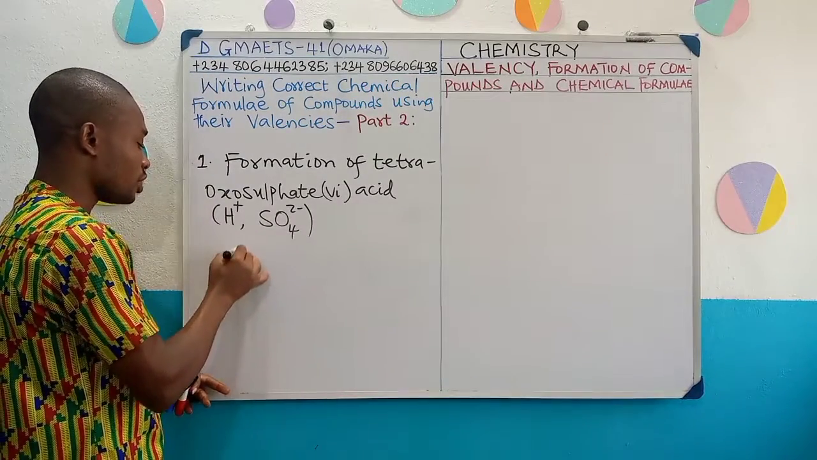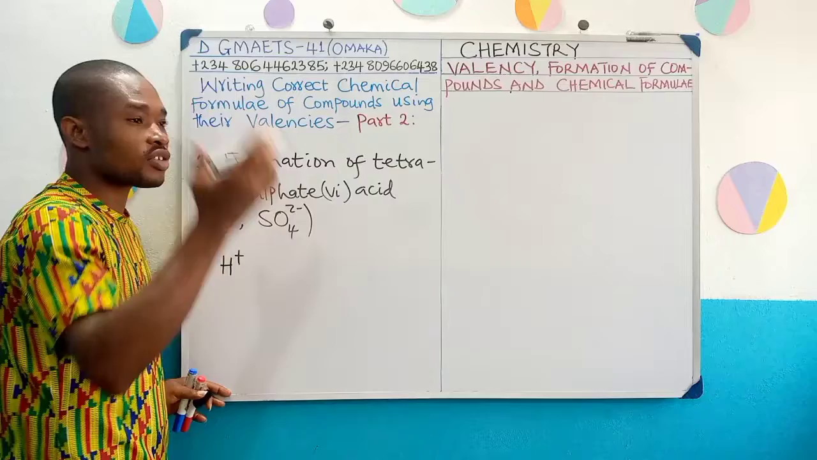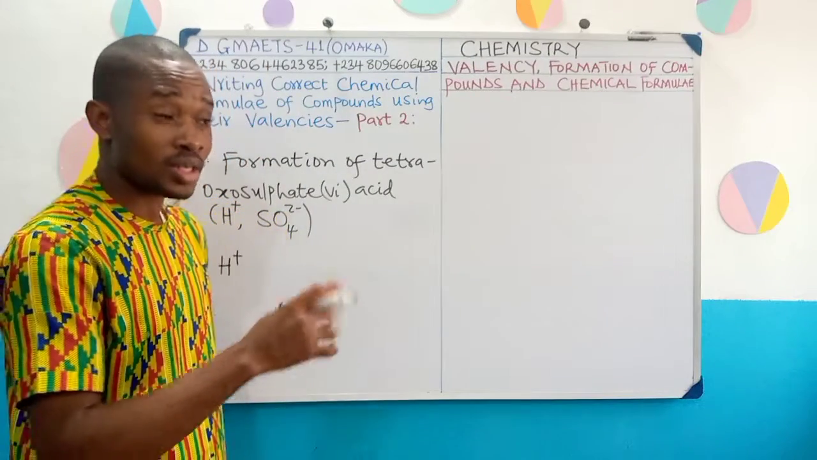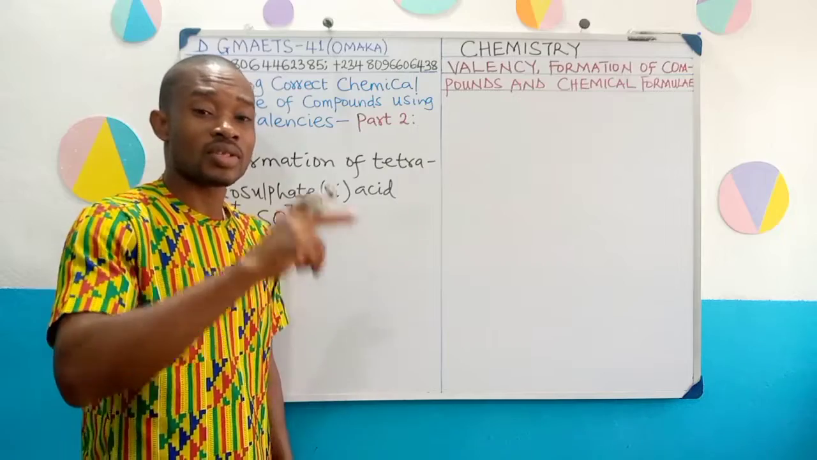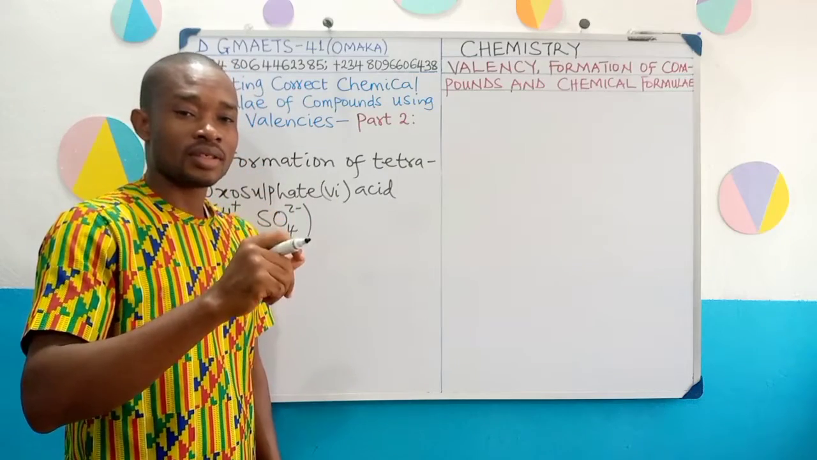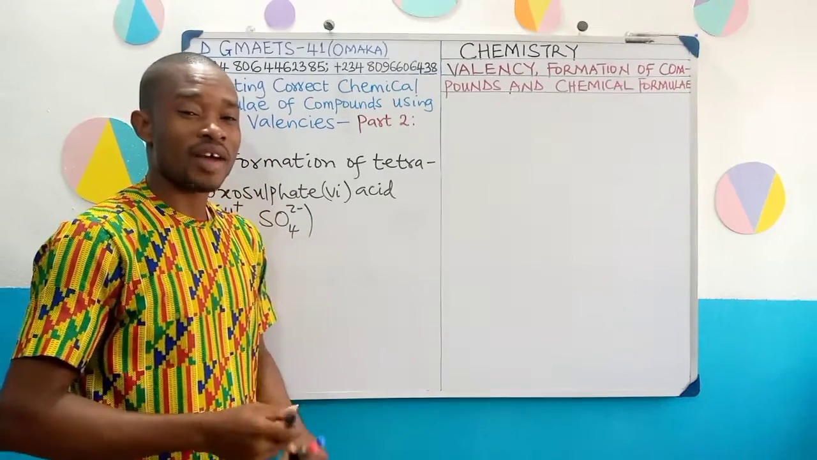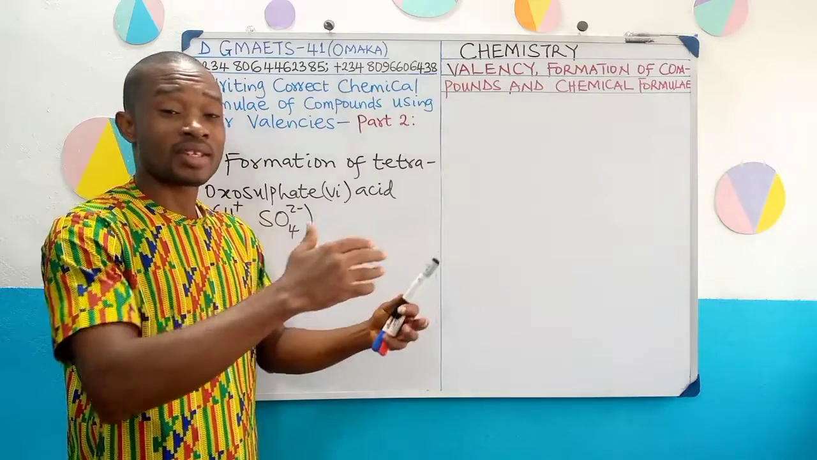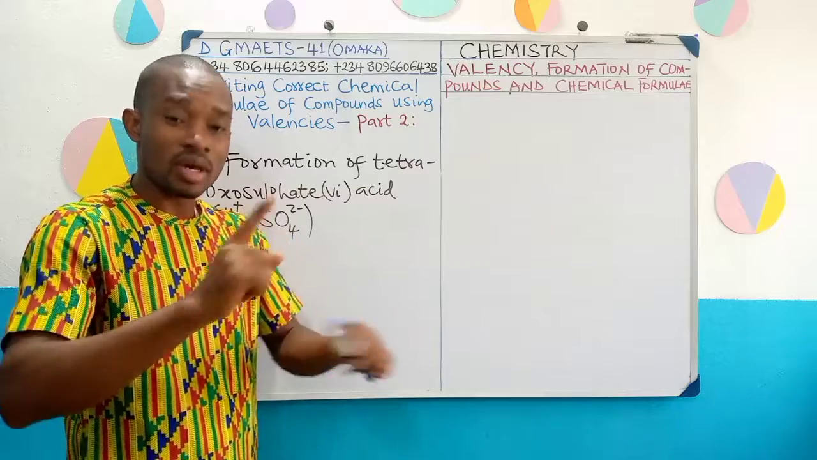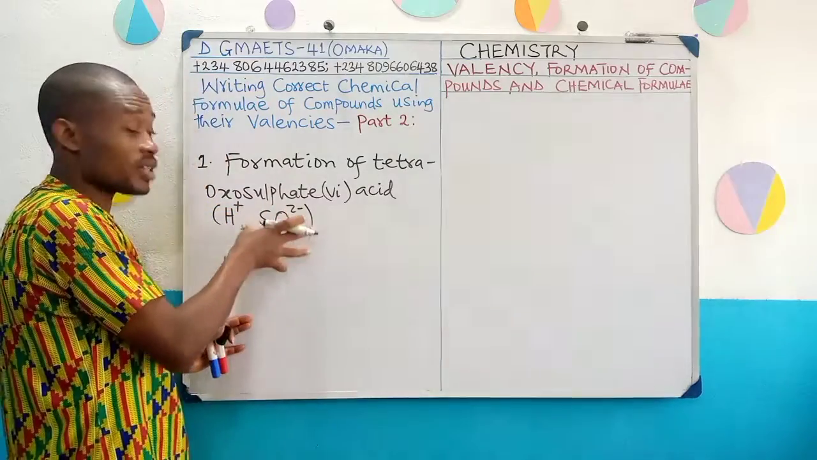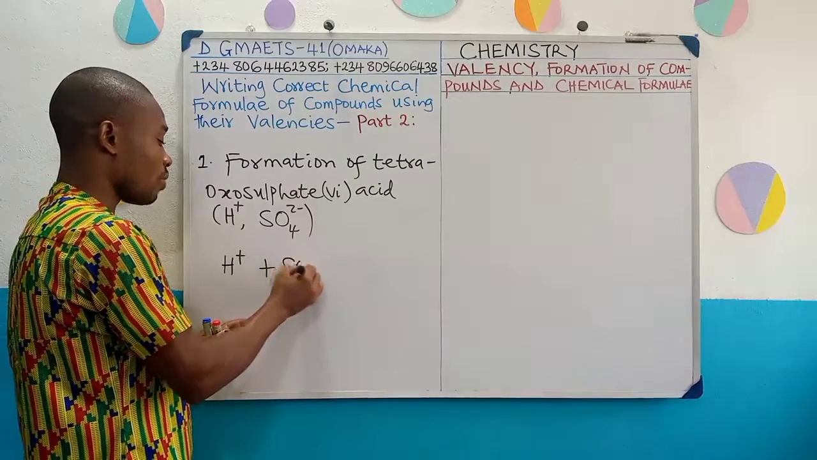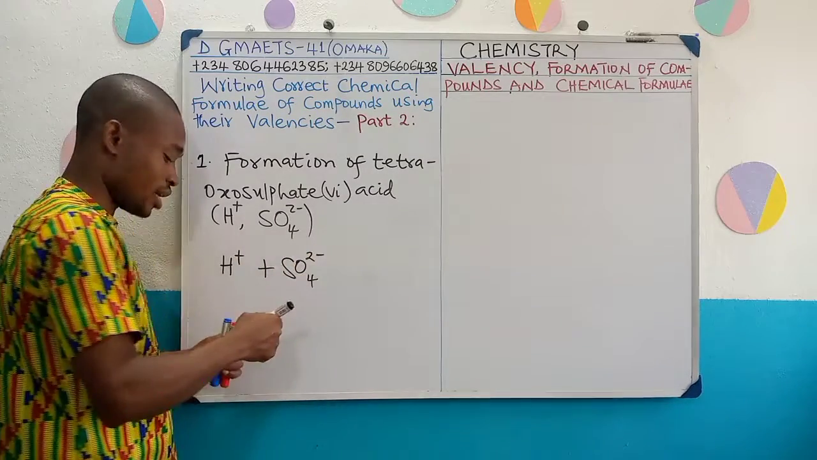So we'll start with hydrogen ion. Of course, from our previous class, we already explained that the valency of hydrogen is +1 in most cases. It could be -1, that is when you have it as a hydride. When hydrogen reacts with metals, it assumes negative, but mostly it's positive. So in this case, it's positive because it's reacting with a negative ion. So this is going to be combined with SO4 2-.